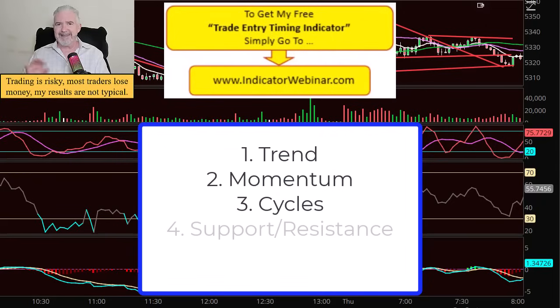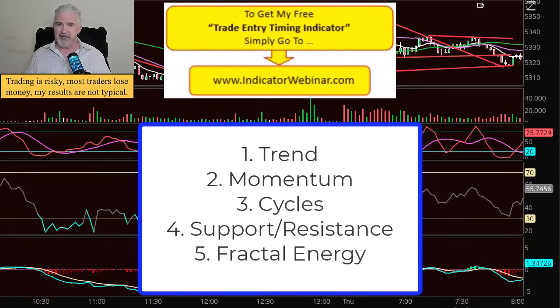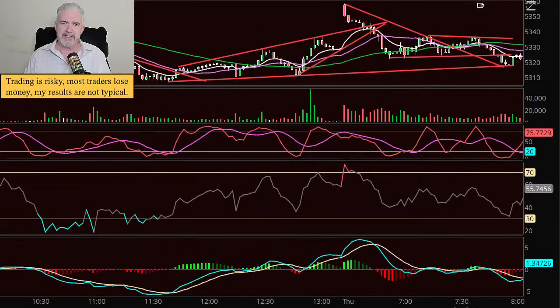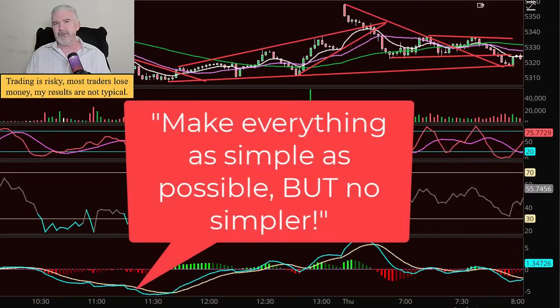Then support resistance levels, because that's a blockage of money flow. Those are levels people see that they will buy off of, sell off of, and take profits into. And then energy number 5 is the fractal energy, looking at it at multiple time frames. Well, that's a lot of stuff to look at, but we need it all. In fact, Einstein once said that you should make everything as simple as possible, but no simpler. And that definitely applies to trading.